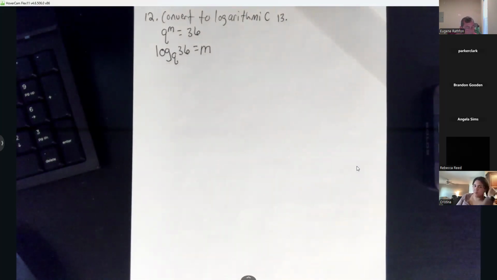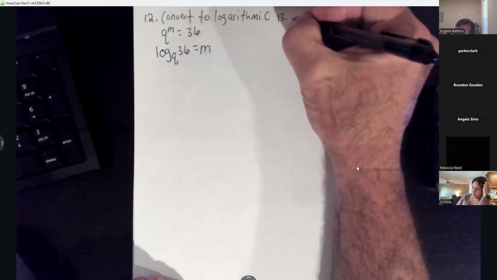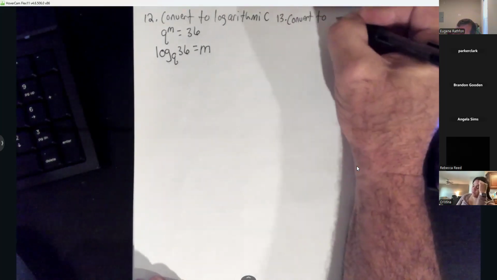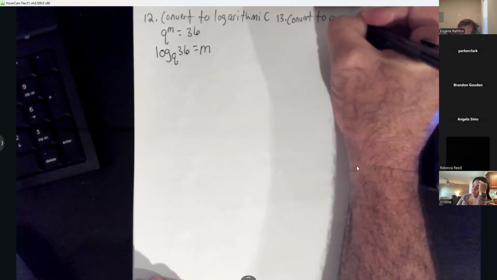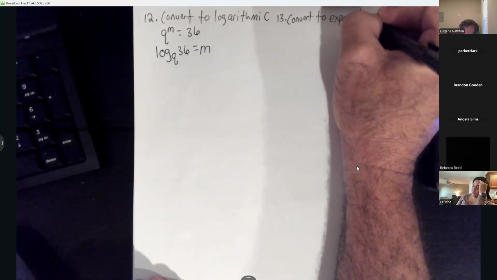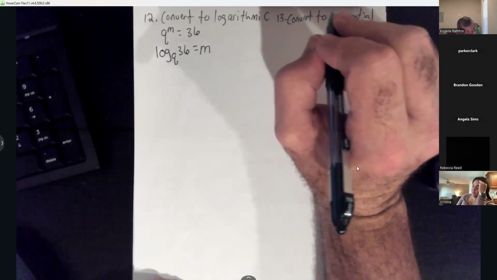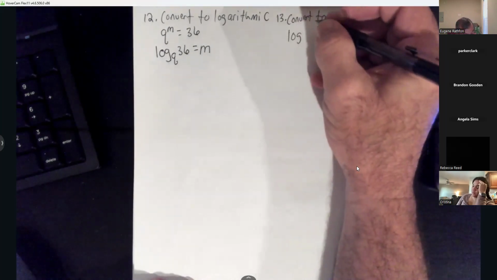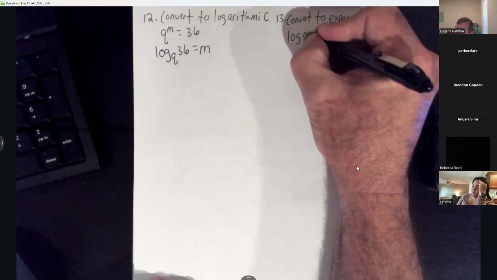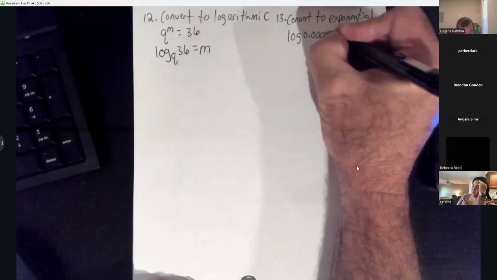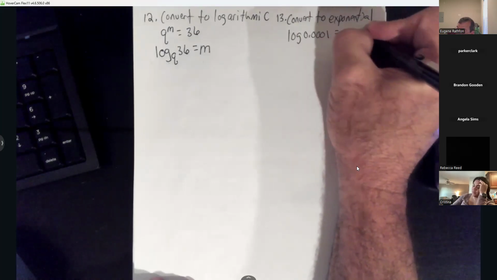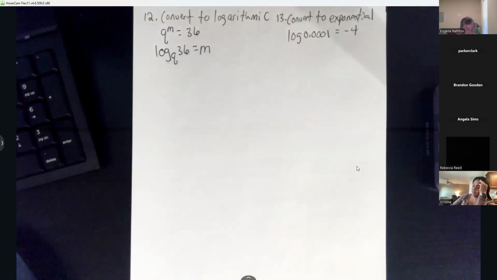So 13 is going to go the other way. On 13, you're going to convert to exponential. So y'all, let me see what they're giving me. They're giving me a log of 0.0001 equals -4.